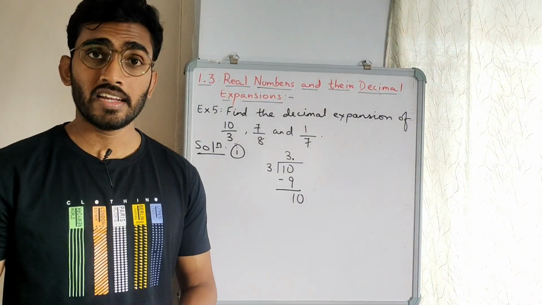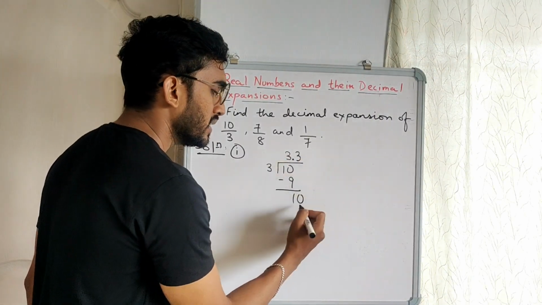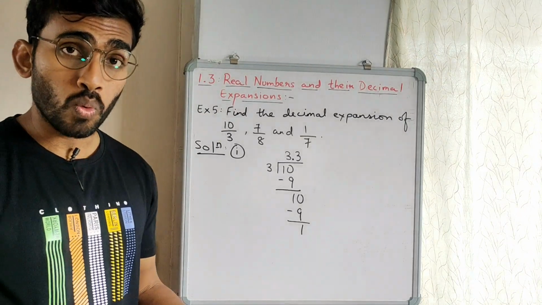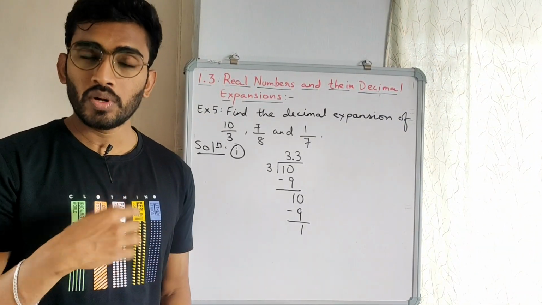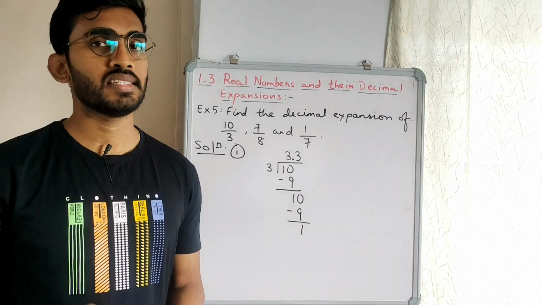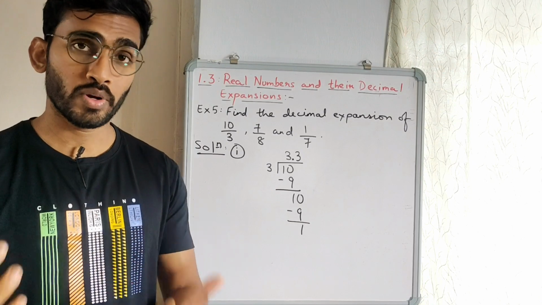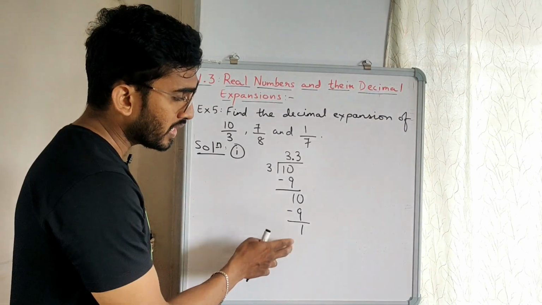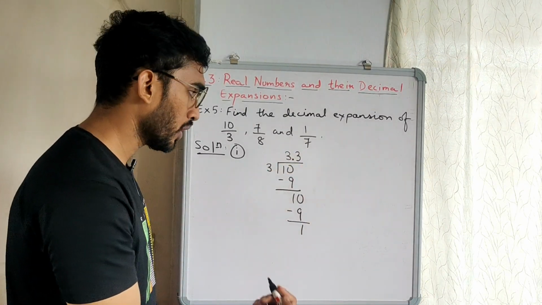As a result, it again became 10, and so again it will go like 3 3s are 9, 10 minus 9, 1. Again we got the remainder 1. Again we will put a 0, it will become 10, and again 3 3s are 9. So this cycle is going to continue forever, till infinite times. Always we will get the remainder 1, we will put the 0 and 3 3s are 9 and so on. This is going to continue.